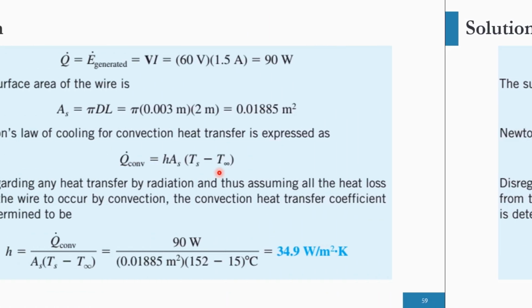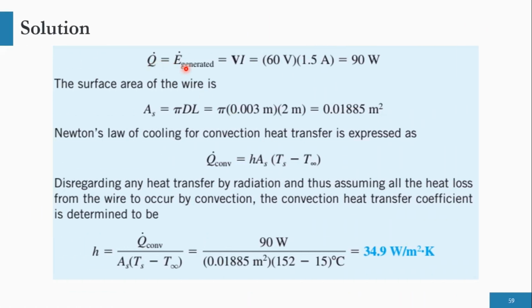So coming to the solution, we know Q is equal to E generated, the total watt, which is equal to voltage times the current. So it is 60 times 1.5. So the total heat generated in the system is 90 watt. The surface area of the wire can be calculated as pi d L. Diameter is 0.003 meter, length is 2 meter. Multiplying these two with pi, we get the answer of 0.01885 square meter.